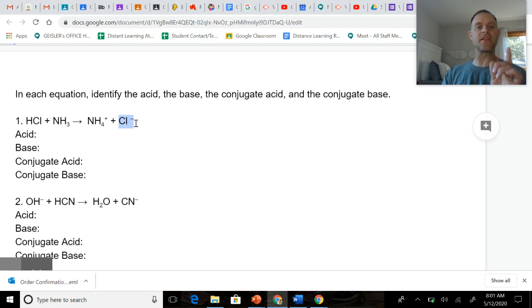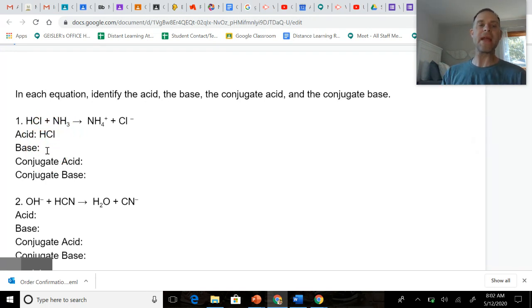It's also lost an H. So HCl must have been the donor because it donated, it lost it. The donors, remember, are the acids. So my acid is HCl. So I'm going to write that down here.